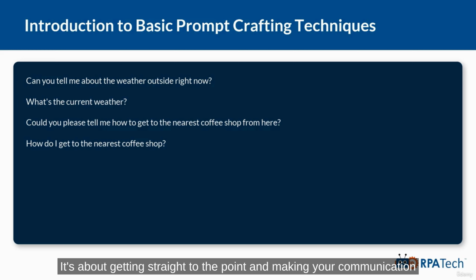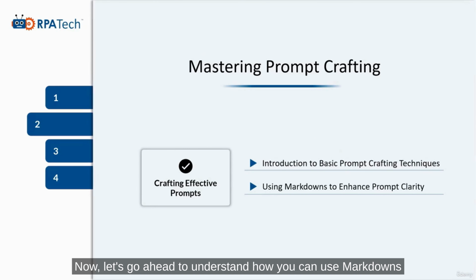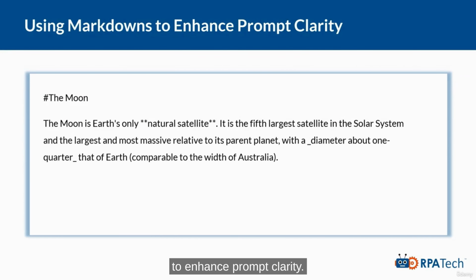It's about getting straight to the point and making your communication with ChatGPT as efficient as possible. And these were the 3 rules of thumb that you should keep in mind when crafting prompts. Now, let's go ahead to understand how you can use Markdown to enhance prompt clarity.